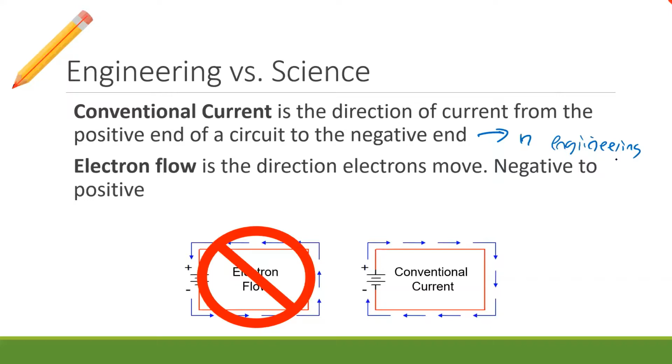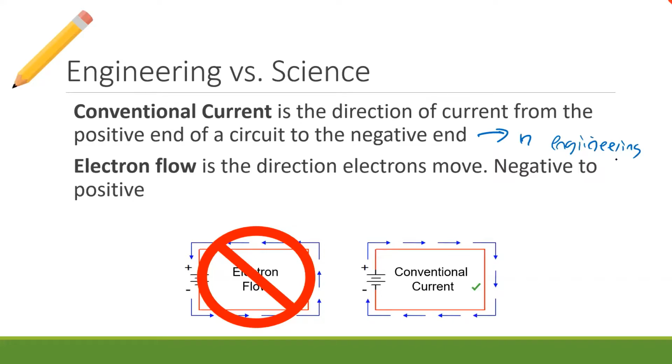I usually throw a quick question, so I would like you to copy this down. I usually throw a quick question like this into the exam at the end of the test at the end of the topic. So I'll say, hey, is conventional current from the positive to the negative, or which way does electron flow move, or something like that? Which one do we use? Just making sure you've got this idea down.